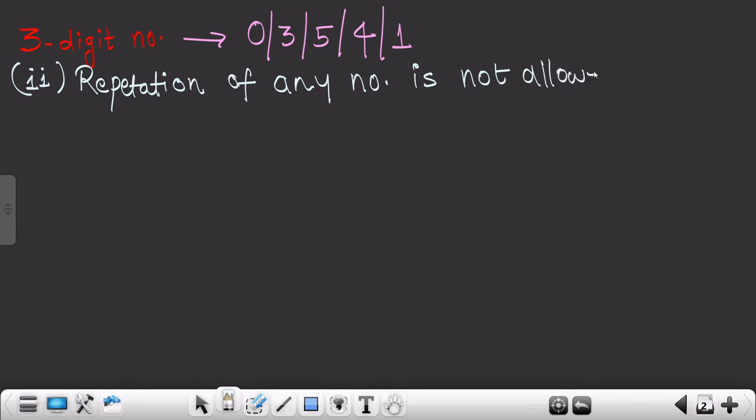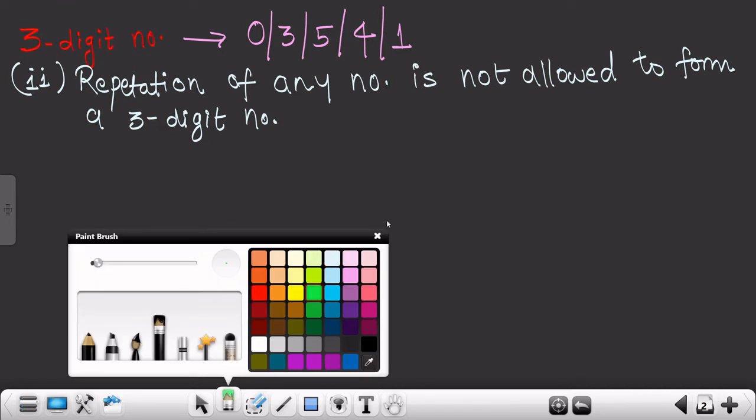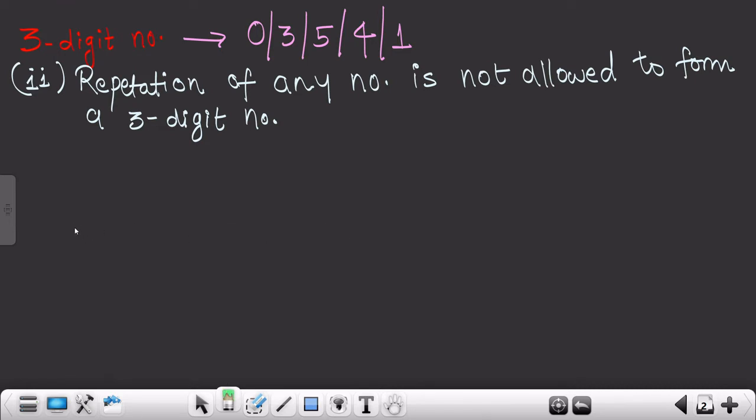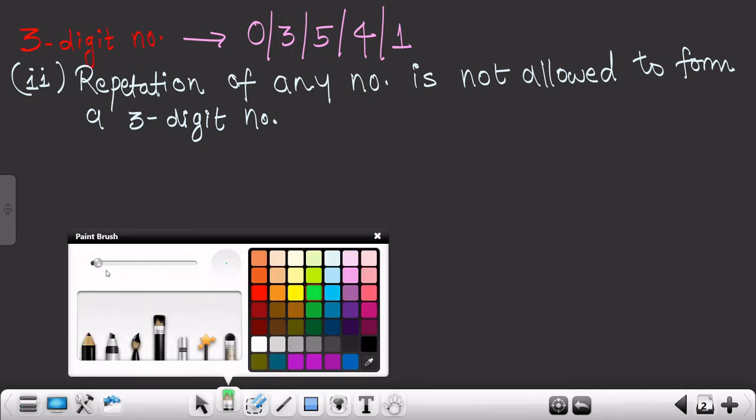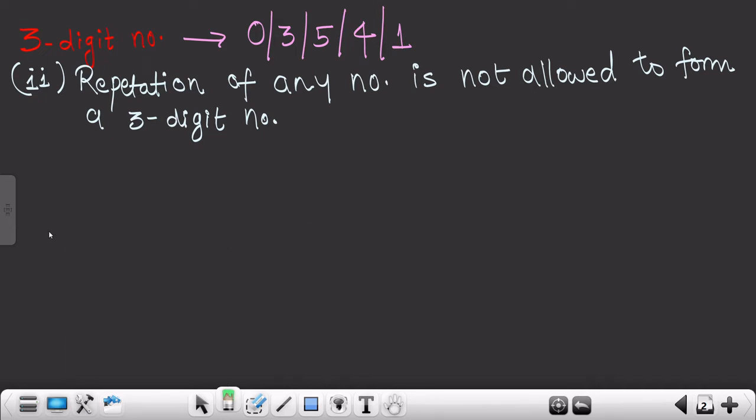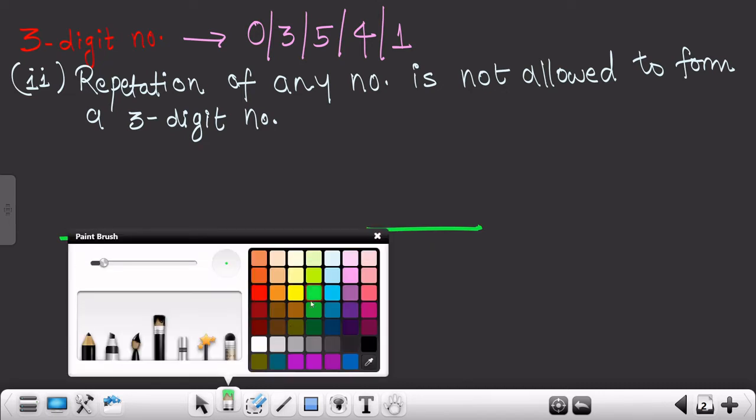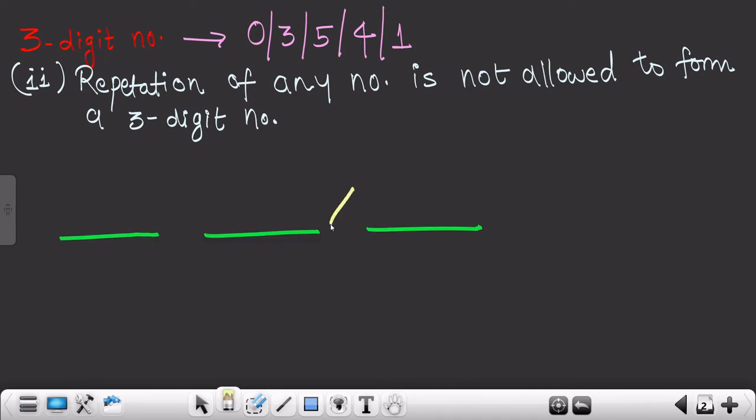So again I'm requesting you to please pause the video and try to solve this numerical on your own. The only hint I can give you is this: hundreds place, tens place and units place. I hope you are now pretty much clear with this concept. And another hint I can give you is this multiplication sign. So proceed further.